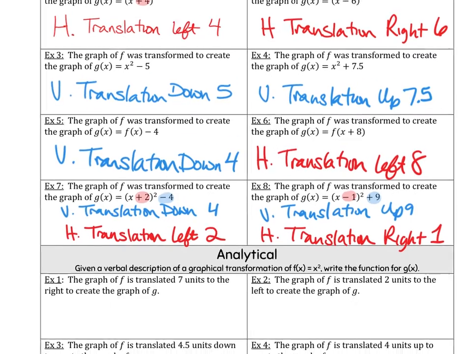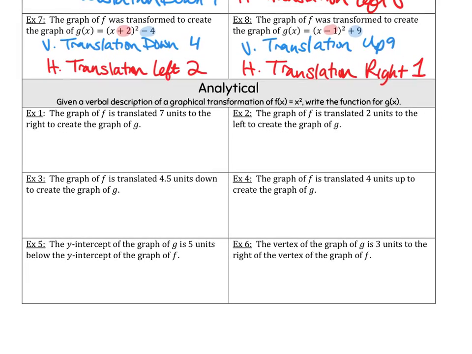Awesome. I know some of us moved on to the second analytical side. We're going to work backwards now. I'm going to do the first one with you, and then I want you to try to do the other ones. Number 5 and 6 are a stretch, but I think you can figure it out.